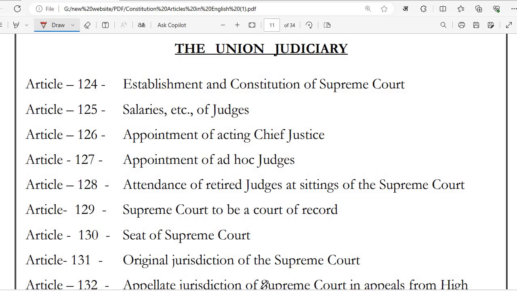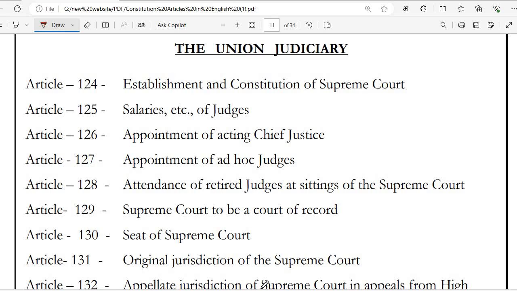Article 125 makes provision about the salaries, etc. of the judges. 126, appointment of acting Chief Justice, when the Chief Justice of India is not available. Appointment of ad hoc judges to complete the quorum. The ad hoc judges are appointed, and this has been taken from the French constitution. Attendance of retired judges at sittings of the Supreme Court.